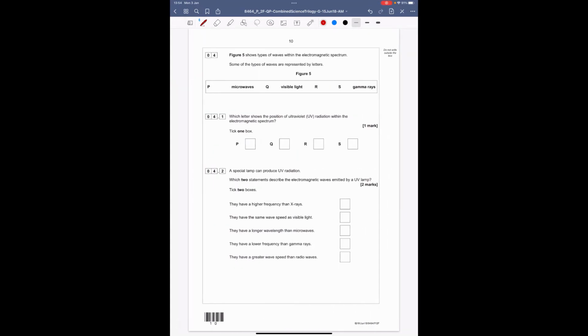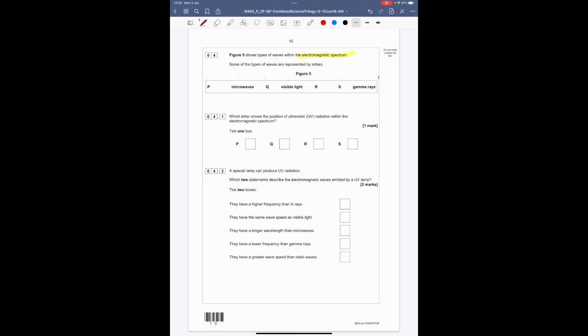Question 4 then. Figure 5 shows the types of waves within the electromagnetic spectrum. So we know the question is about the electromagnetic spectrum. Some of the types of waves are represented by letters. Okay, so we've got gamma, starting this side, then S, then R, then visible, then Q, then microwave, then P.